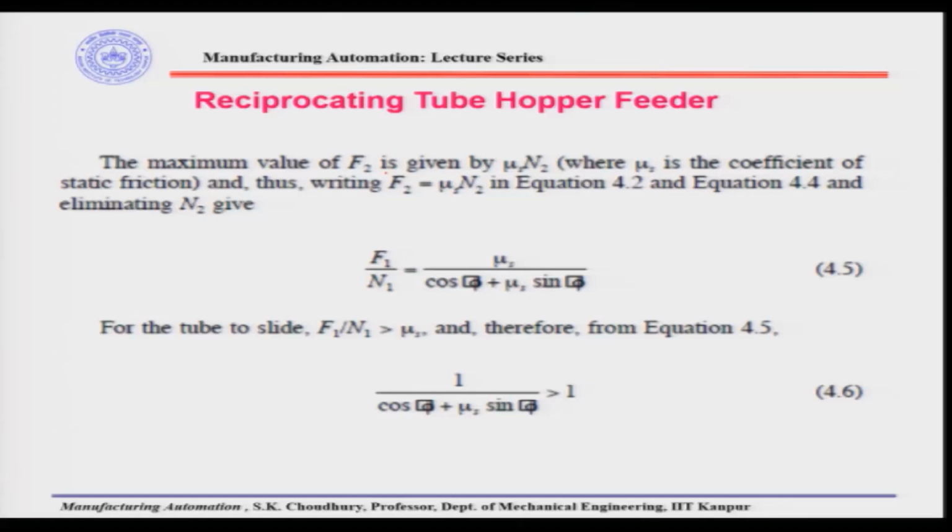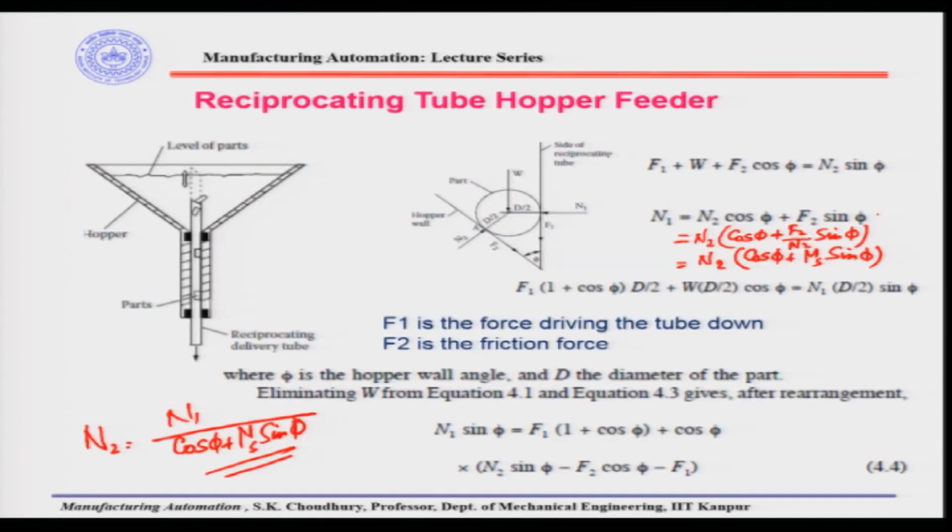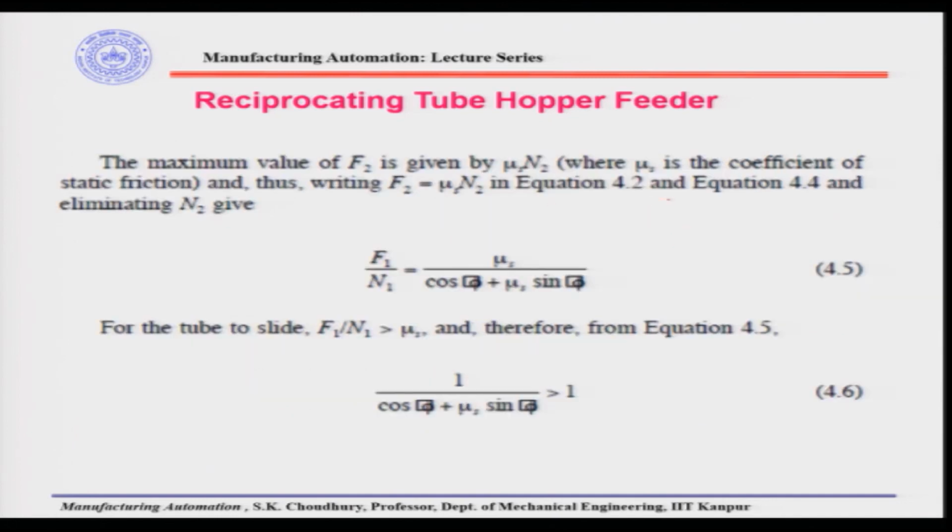Now, the maximum value of F2 is given by mu s and N2, where mu s is the coefficient of static friction, and thus F2 is equal to mu s times N2, in equation 4.2, which is here. This is the 4.2 equation, this is 4.1, and this is, let us say, 4.3. Putting it in 4.1, in 4.2 and equation 4.4, and eliminating N2, we get F1 by N1 equal to mu s divided by cos phi plus mu s sin phi.